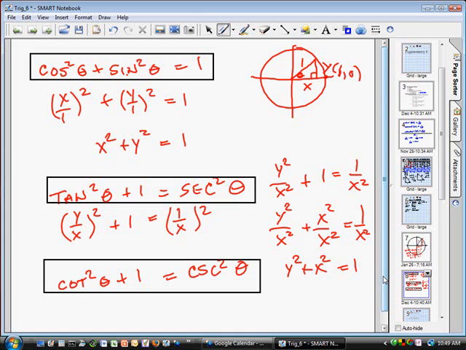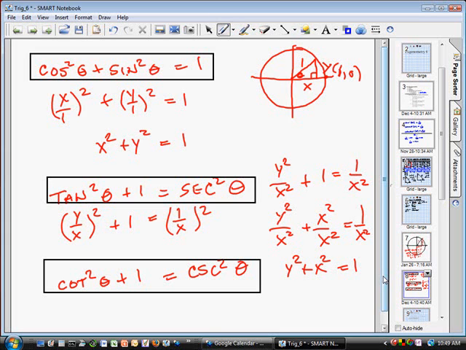Okay? I wish I had time to show you these, but there are 2 other Pythagorean identities. They come from a right triangle again. The tangent squared of an angle plus 1 will always equal the secant squared of an angle. And in box number 3, the cotangent squared of an angle plus 1 will always equal the cosecant squared.